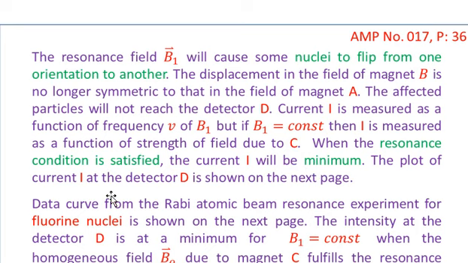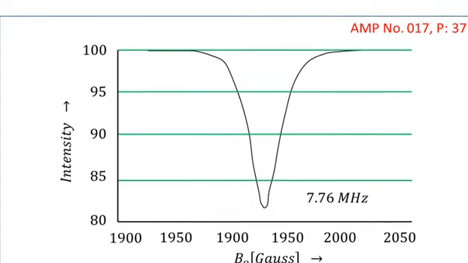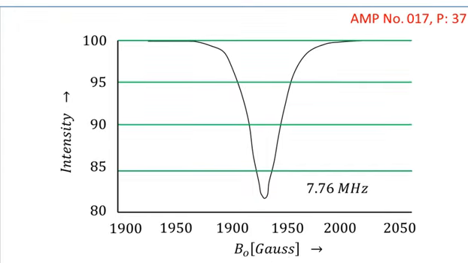The plot of the current I at the detector D is shown on the next page. So let me show you first this plot. That is, the dip in current is recorded at the resonance. You know that this is the intensity of the beam reaching the detector, and this is the B naught. Here you have fixed the value of B1 to be equal to 7.76 megahertz. This is the magnitude of the B1 magnetic field.